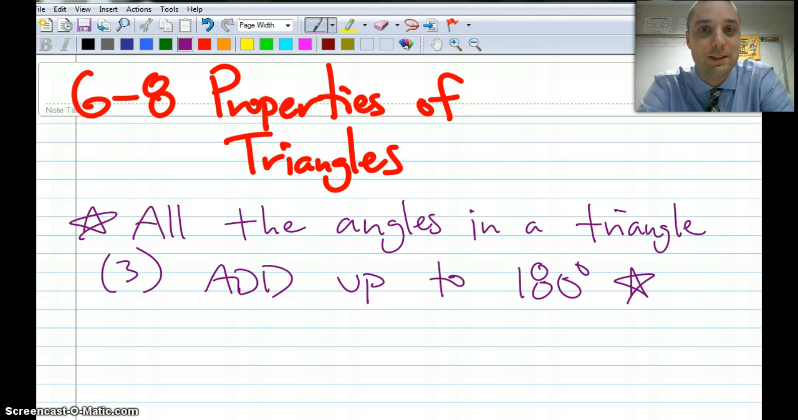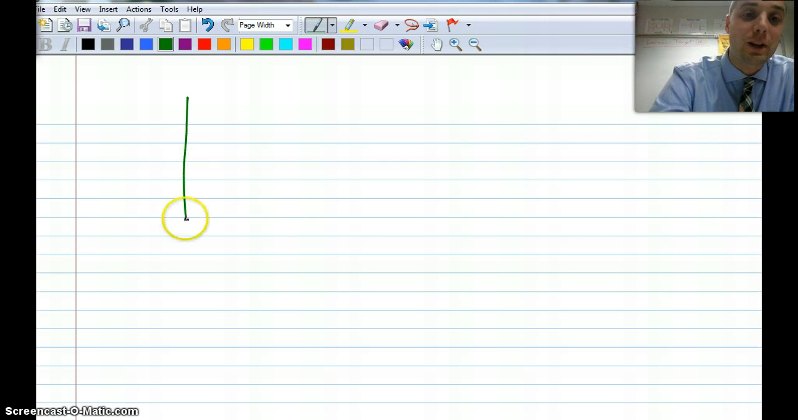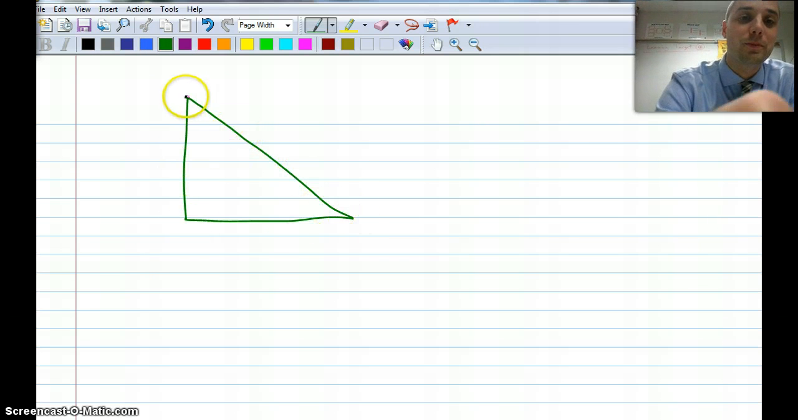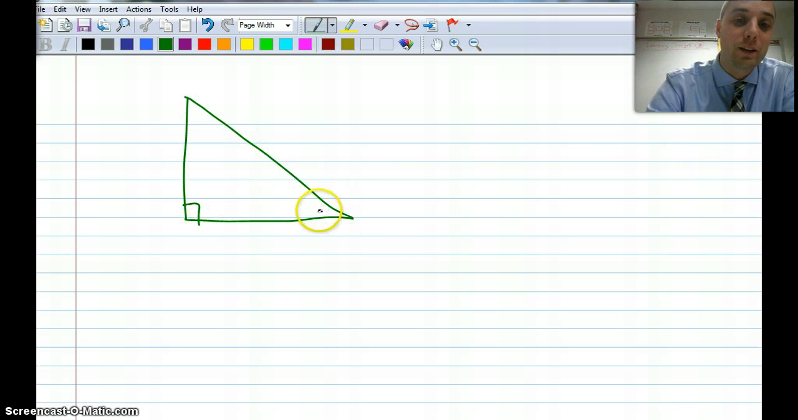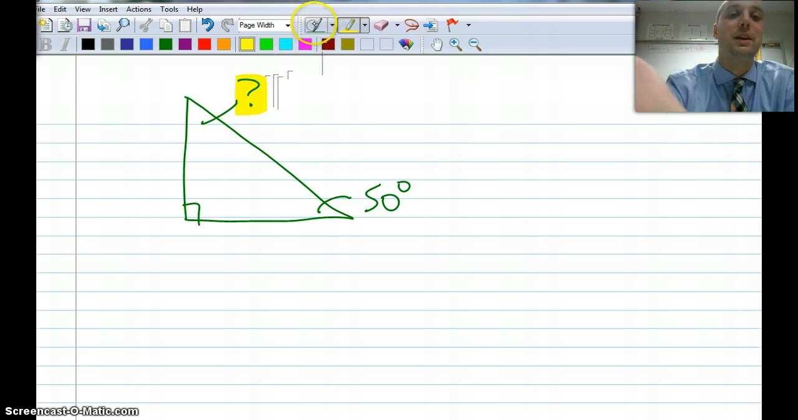The problems you're going to be working on today are about finding missing angles. That's the theme of this chapter: finding missing angles of a triangle. I'm going to show you three examples, starting with an easy one, and then they get a little more challenging. So example number one, make a right triangle, meaning marked with a 90-degree angle. Make that a 50-degree angle, and up there we're trying to find that angle.